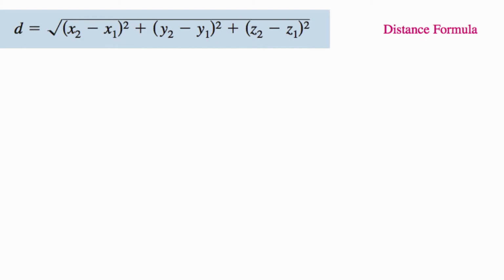But when I look at the distance between 2 points, you can see this is very similar to the Pythagorean theorem. This is the square root of the difference in x squared plus the difference in the y squared plus the difference in the z squared. So we're just basically adding this third component to the distance formula.